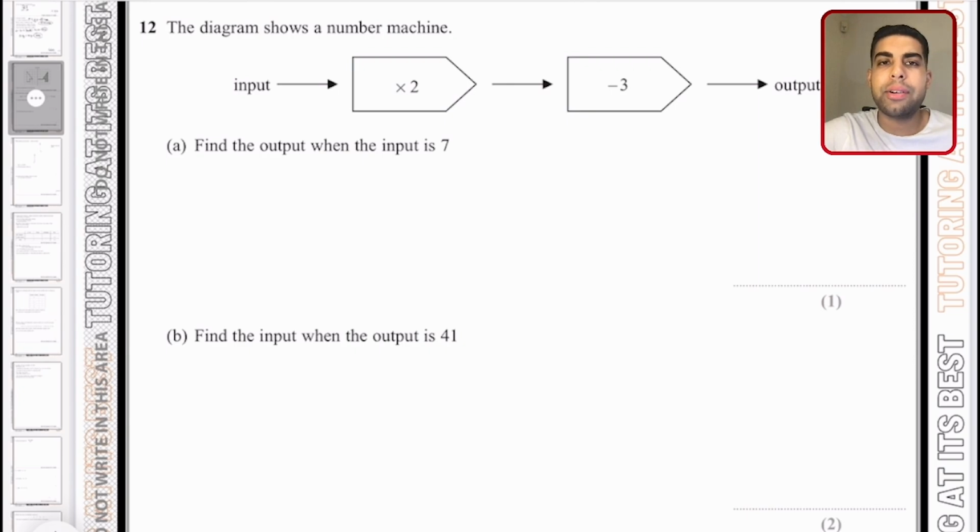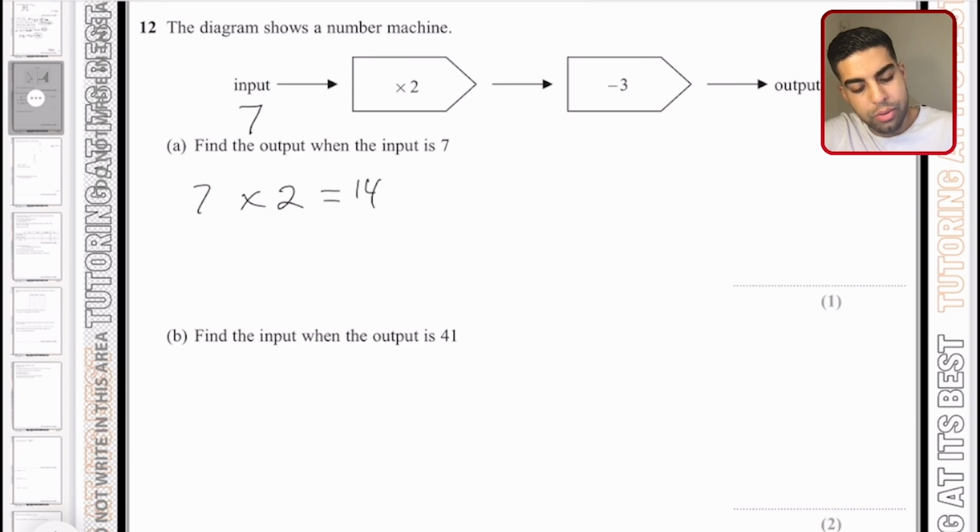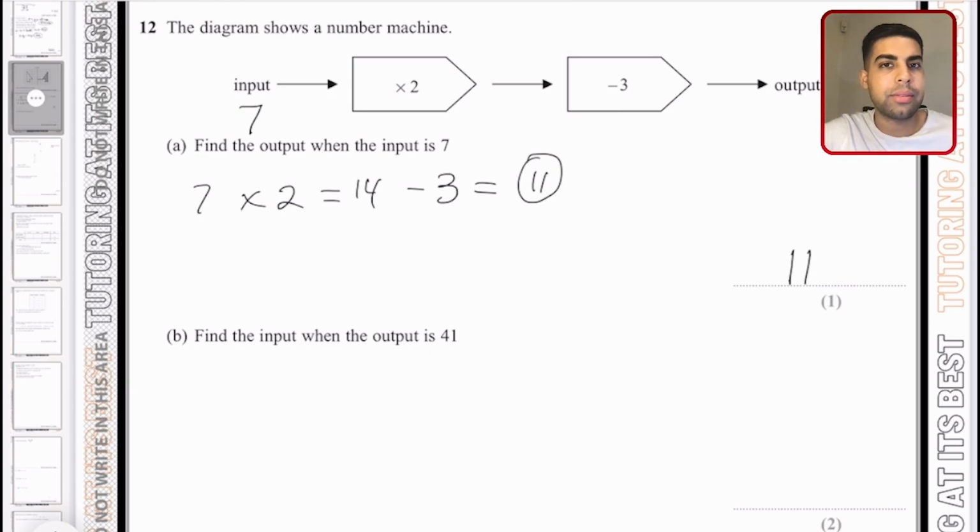So this diagram shows a number machine, and now we need to find the output when the input is 7. So let's go ahead and write out 7. Let's multiply this by 2, which gives us 14, and then subtract 3, which gives us 11. Now we can go ahead and write that down.